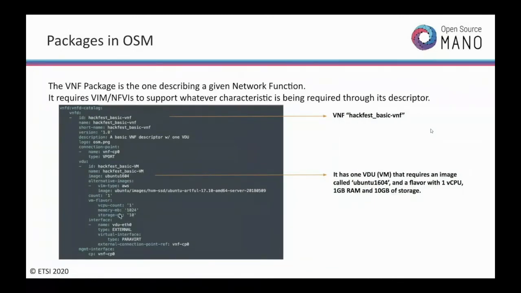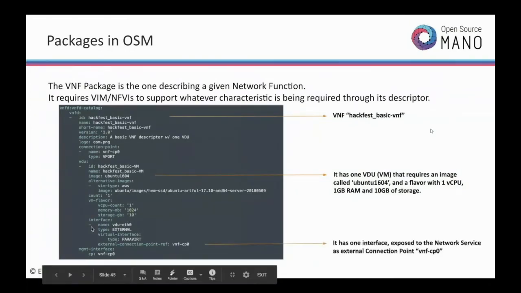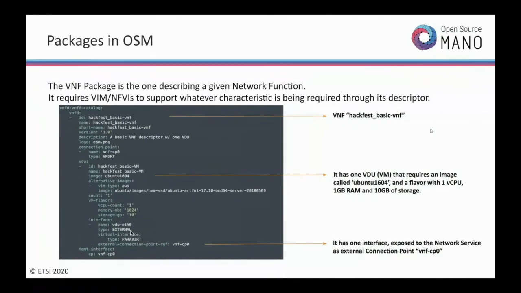Here, VM flavor. It exposes an interface. It has just one interface. Interface, just one dash, so just one interface. It's called VDU at 0. It's of external type, that is, it's supposed to be connected to a network service or to an element that is external to a VNF. It's not supposed to be connected to an element that is internal to the VNF.